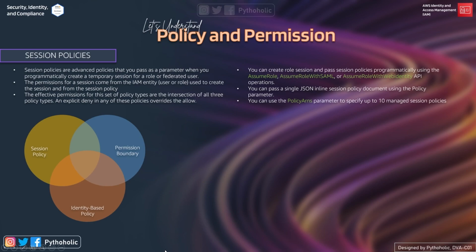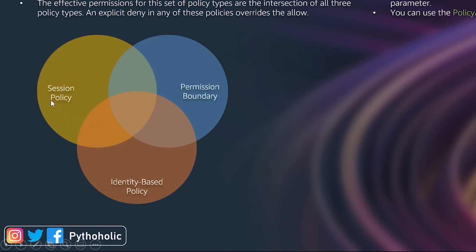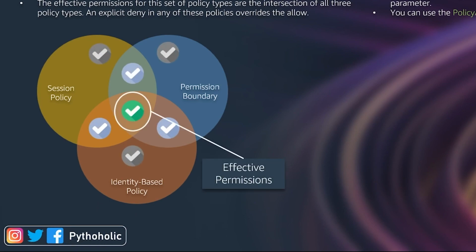And we can create role sessions and pass session policies programmatically using the AssumeRoleWithSAML or AssumeRoleWithWebIdentity API operations. And we can use policy ARNs to specify up to 10 managed session policies. And here also we have a concept of the effective policy or the effective permissions for this set of policy types. And these are the intersection of these three policy types, which is session policy, the permission boundary itself, and the identity based policy. And the intersection defines the effective permission for the session policy. And an explicit deny in any of these policies overrides the allow.